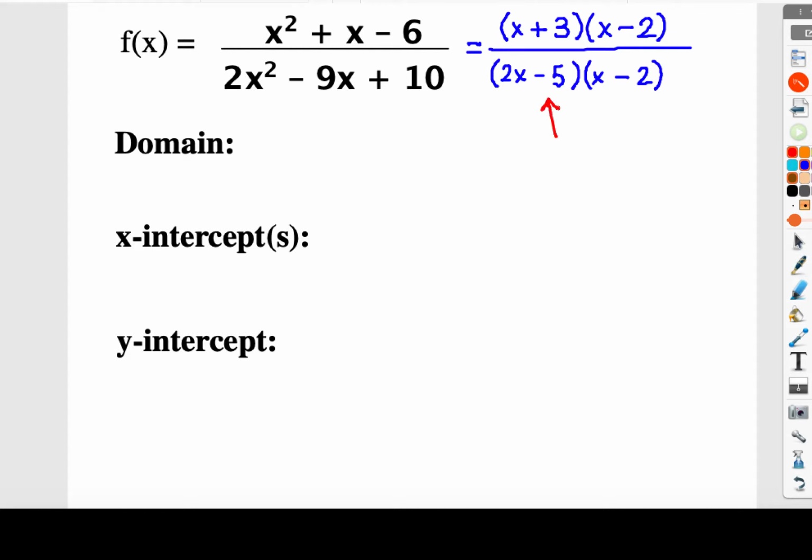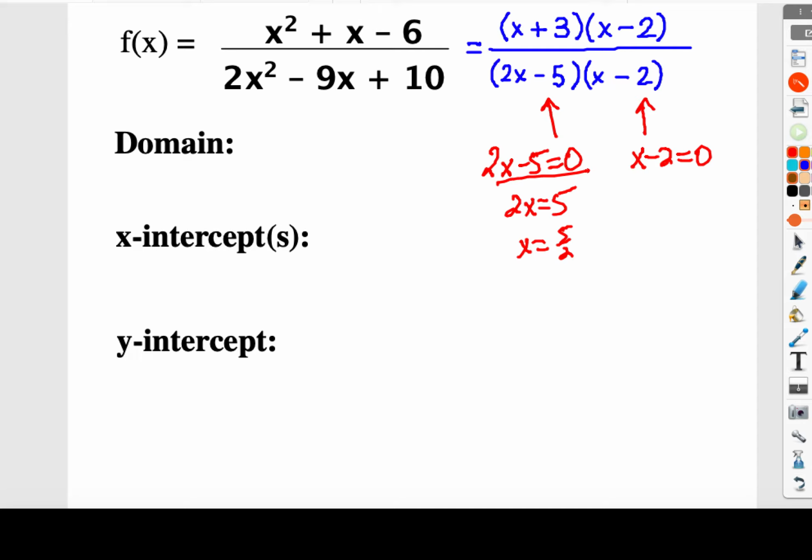I'm going to take the factors that are on the bottom, and I'm going to set them both separately equal to 0. 2x minus 5 equals 0, or x minus 2 equals 0, which means that 2x equals 5, and x equals 5 halves. And basically, one number that can't be in the domain of our function, like we noted here, because it would make the denominator 0, would be 2.5 or 5 halves.